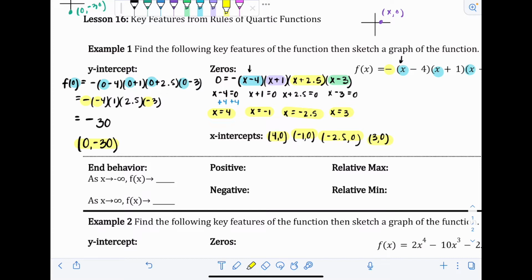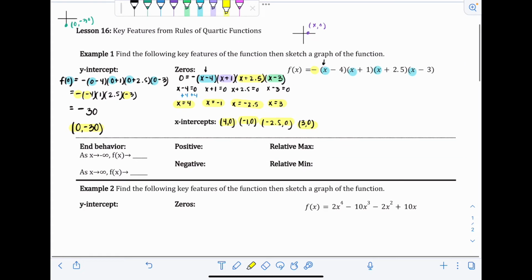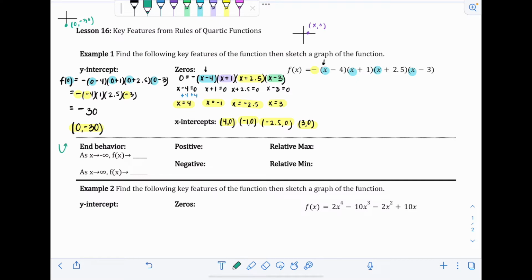I'm going to jump down to end behavior, and then I'm probably going to stop and sketch before answering the rest of them. For end behavior, we just have to look at whether the lead coefficient is positive or negative. For quartic functions, because they have an even power, for the end behavior either both sides are going to be going up or both sides are going to be going down, just like a quadratic, which is x squared.